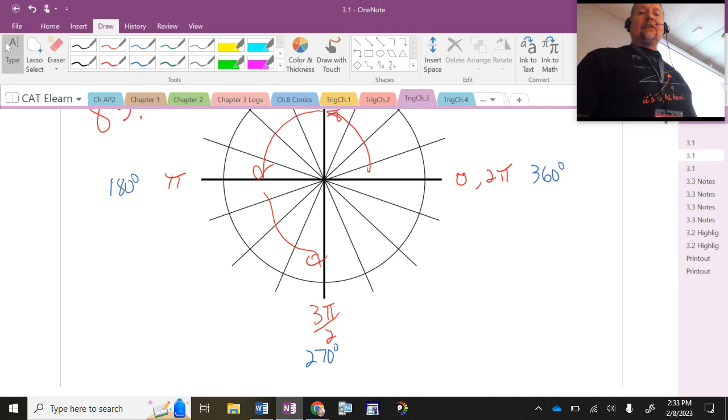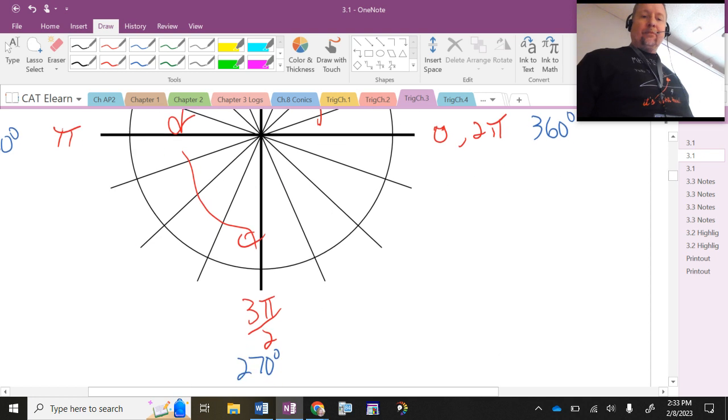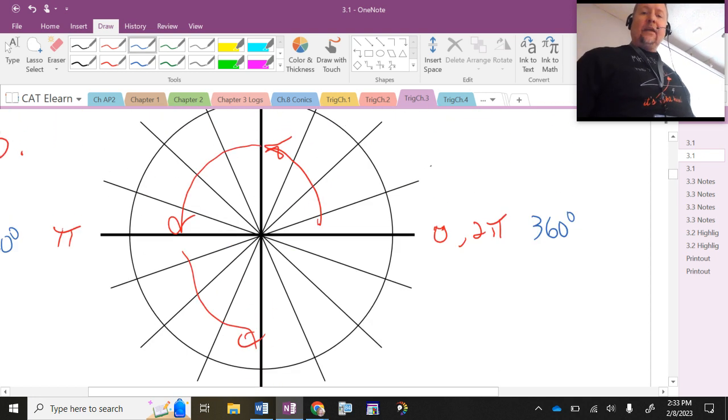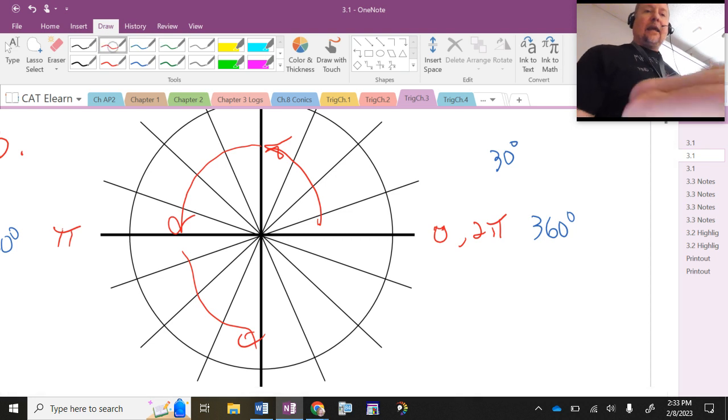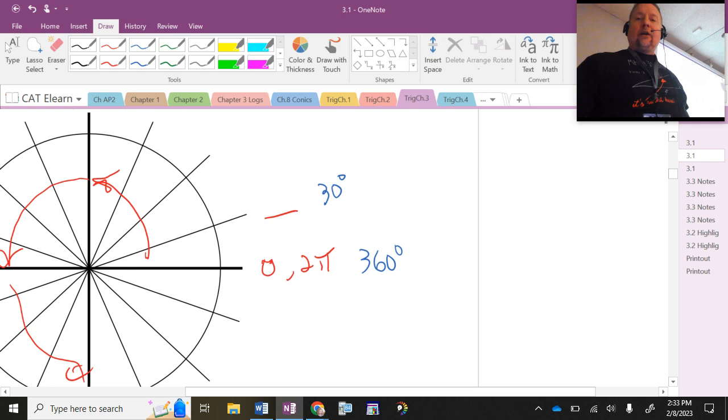Okay, now let's actually do what the book does. They give you, what am I in? Blue. They give you 30 degrees. And then they say, fill in this blank. Well, then this is what you're expected to do on number 83.